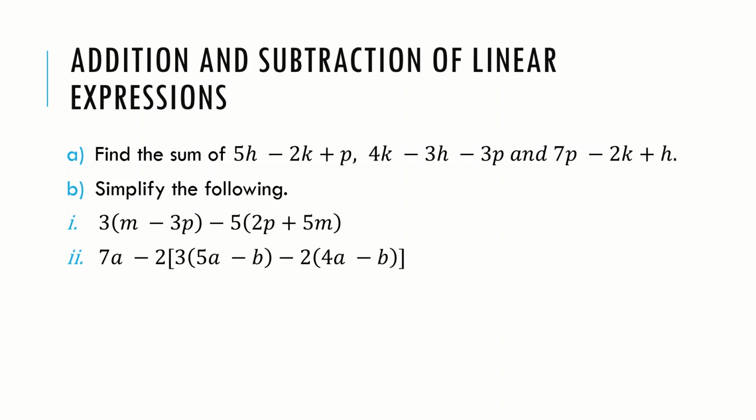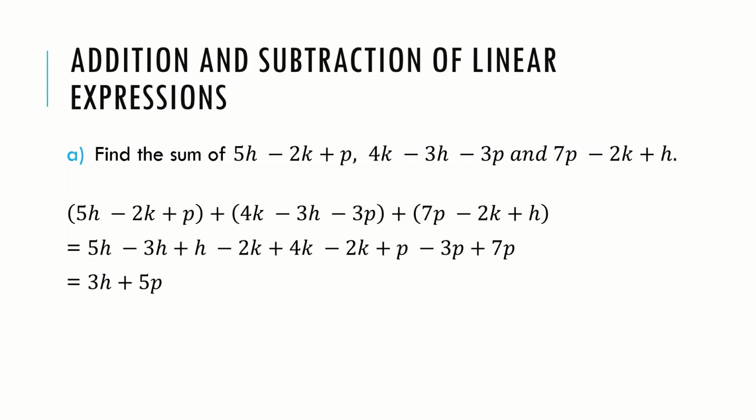So try it first. For part A, this is what you get. You open the bracket because it is just a sum. When you open the bracket, you just open it like that. Then you group the similar variables together: h together, k together, and p together. When you simplify it, combining the plus and minus terms, you get 3h plus 5p.